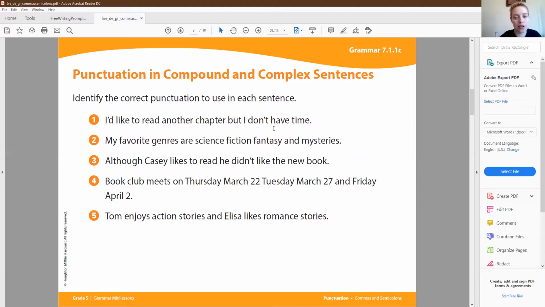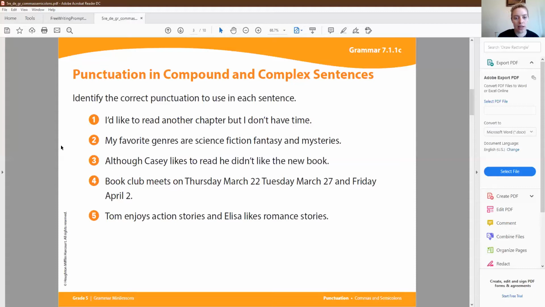I'd like to read another chapter book, but I don't have time, okay? So most of you, when I read that, you might tell me where you're pausing, and you might already know where that comma needs to go, okay? Well, let's look at what kind of sentence this is, okay? I'd like to read another chapter, I don't have time, okay? Both of those clauses can stand by themselves. So those are 2 independent clauses.